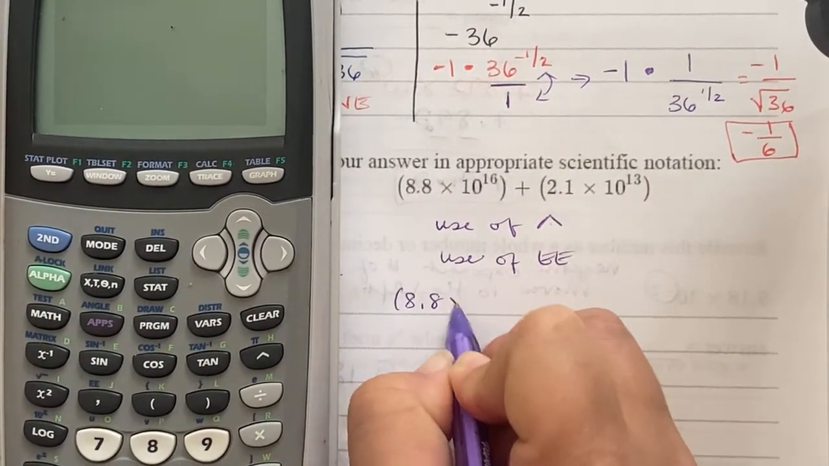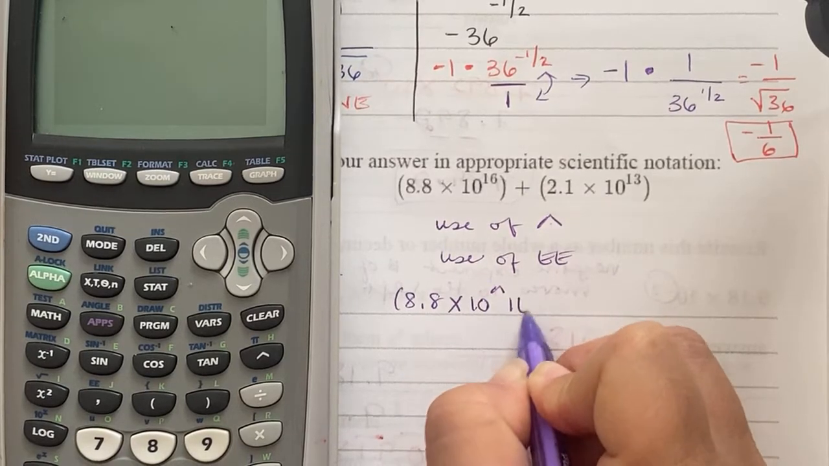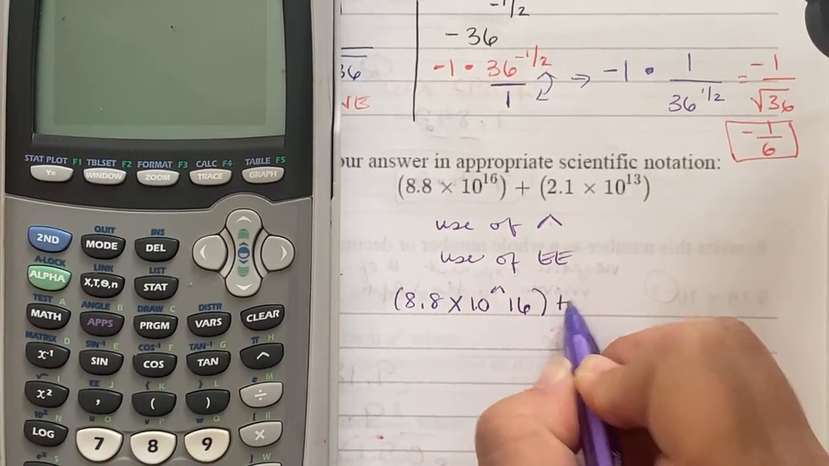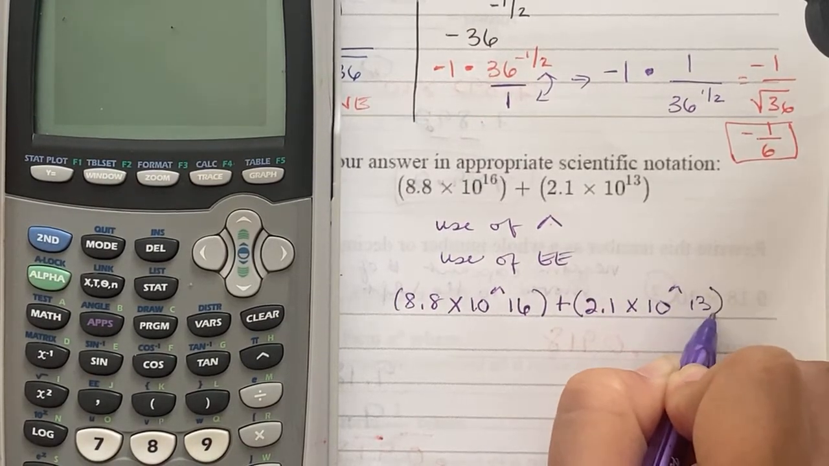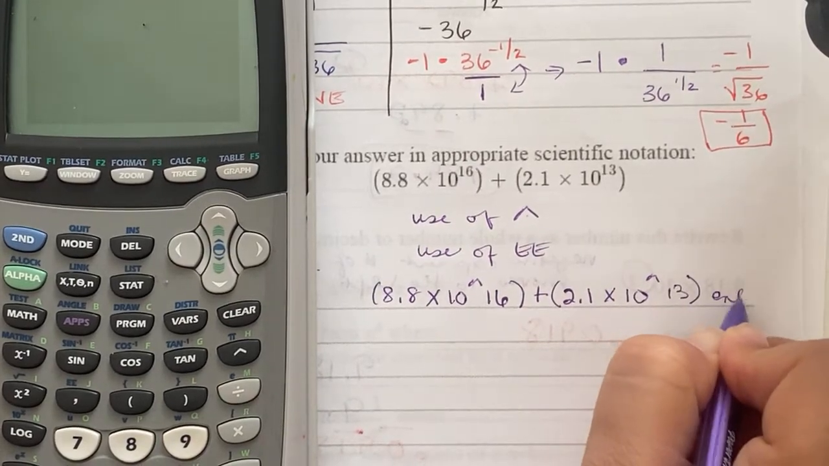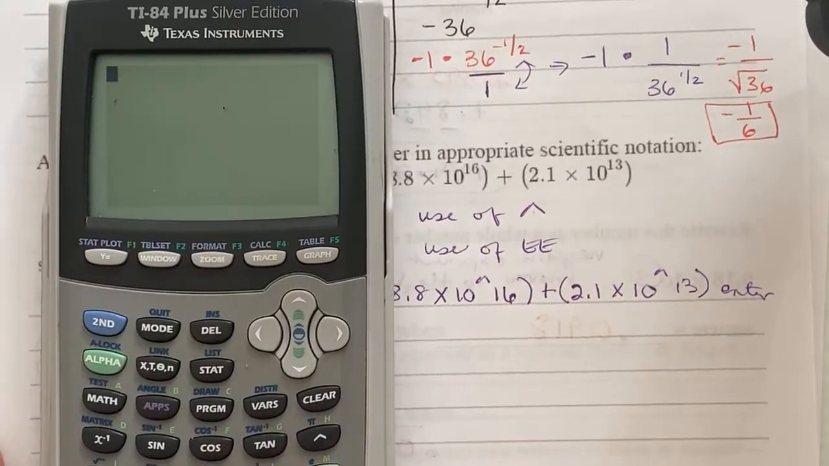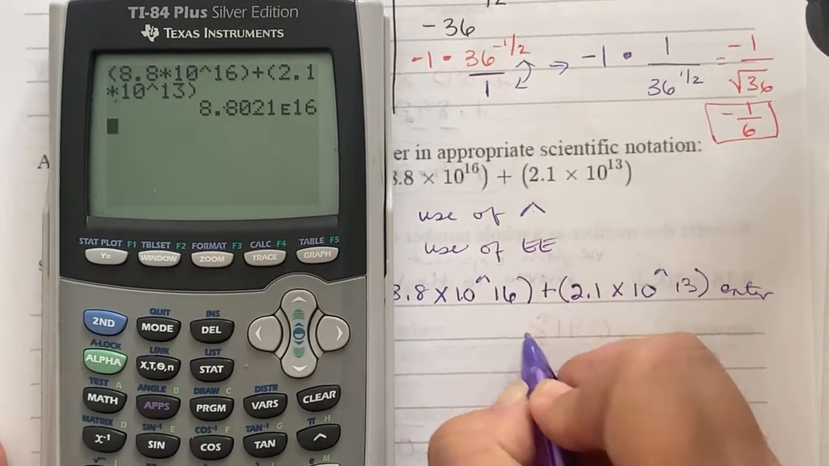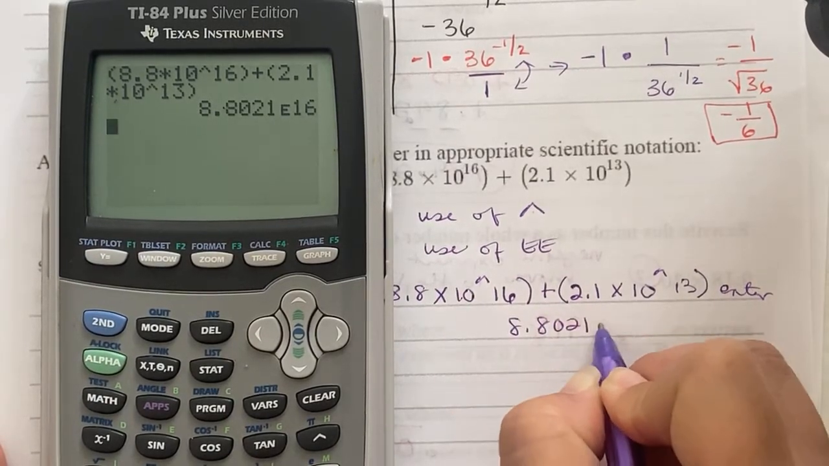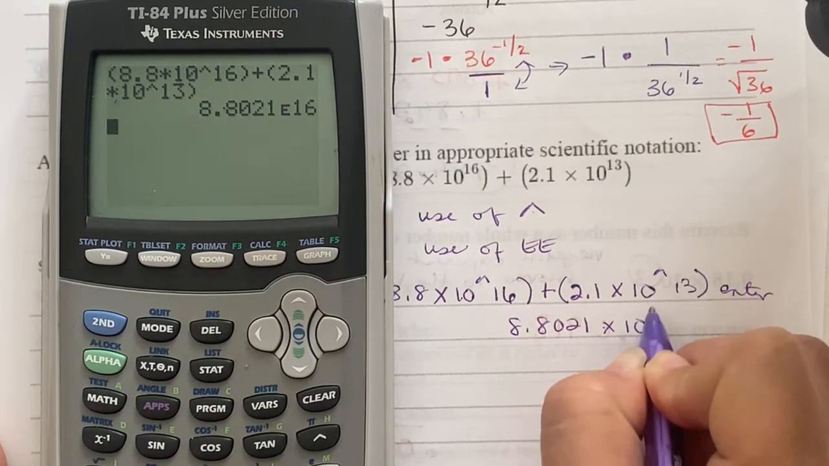So you're going to do 8.8 times 10, hit the caret key, type in 16, close the parentheses, hit a plus sign, 2.1 times 10 caret 13, close the parentheses, and then hit your enter key. So parentheses 8.8 times 10 caret 16, close it, plus parentheses 2.1 times 10 caret 13, close it, and it results in 8.8021 e to the 16th, which means times 10 to the 16th power.